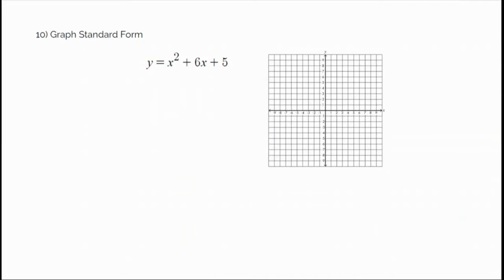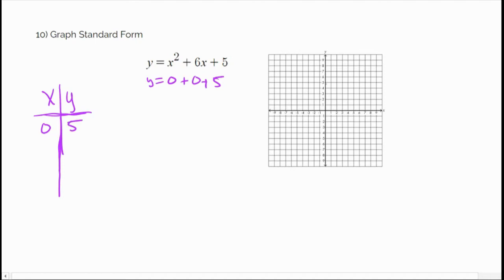So here we're going to graph standard form. Now, graphing standard form is probably the worst of all of the forms to graph because it's really just some guess and check stuff. I usually like to start by plugging in 0 to get the y-intercept, and basically that gives me 0 squared, which is 0, plus 6 times 0, which is 0, plus 5, which is 5. So it is nice because it's really easy to find the y-intercept, but now I don't really know where to go from here. I always just usually like to plug in 1 because it gives me the easiest math.